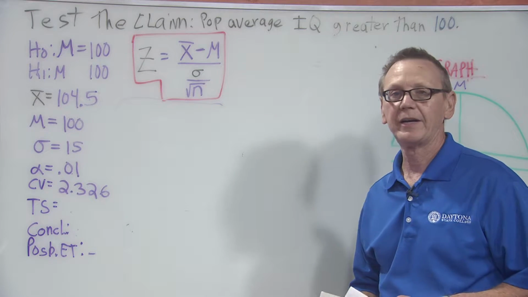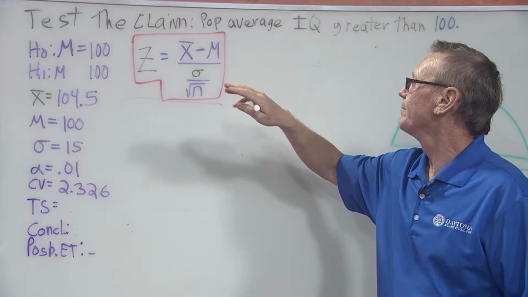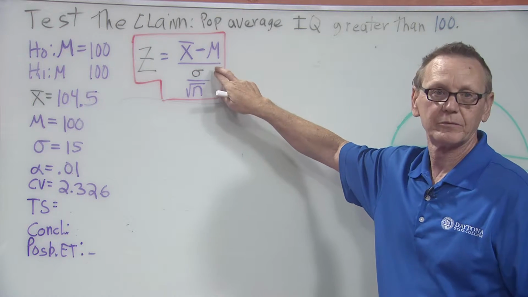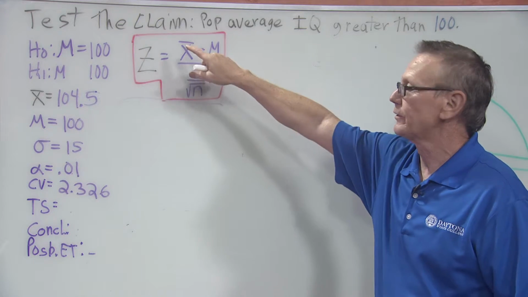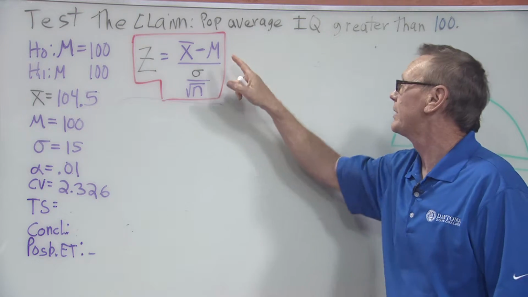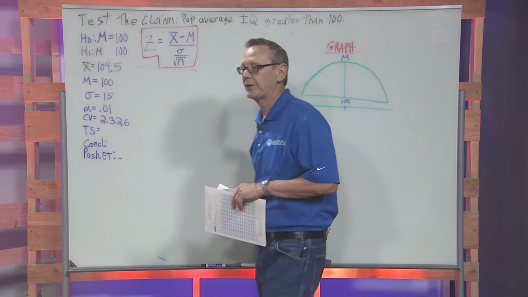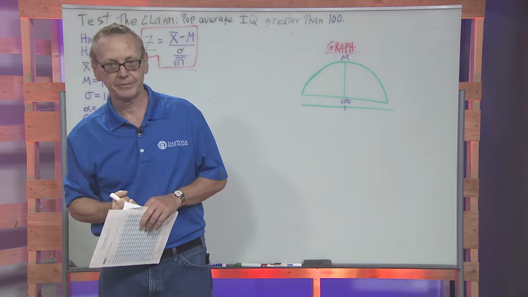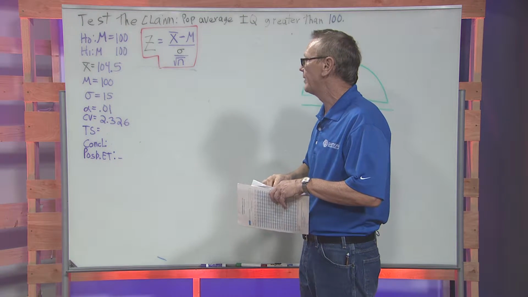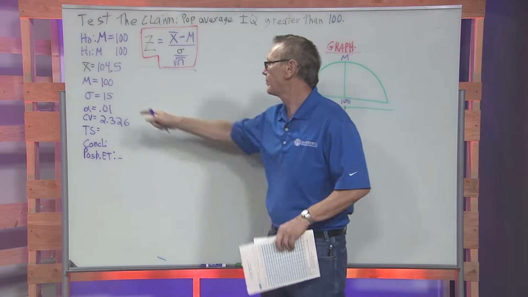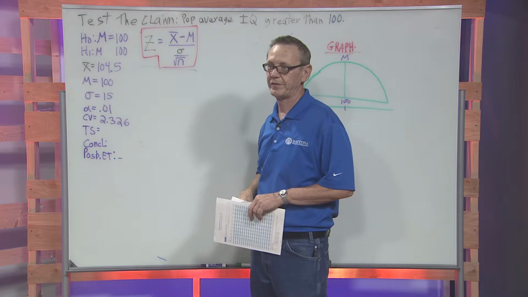We're looking at a hypothesis test for a z distribution, and that requires that the population mean is known. Okay, let's look at what we're going to test. We have a claim. We're going to test the claim that the population average IQ is greater than 100. Okay, so let's look at our data. We have some data. Population average IQ is 100 with a standard deviation of 15.